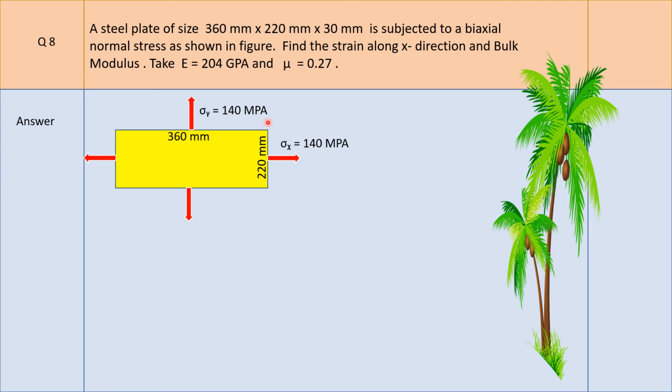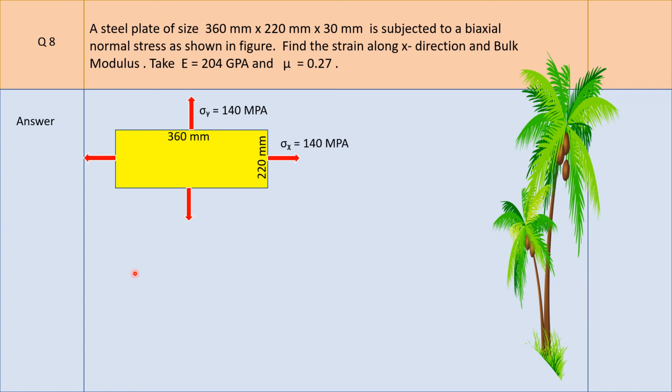Now let us calculate the strain in x direction. Epsilon x is equal to bracket open sigma x minus mu sigma y bracket close divided by E. Substitute the values: bracket open, sigma x is 140 minus mu given is 0.27, into sigma y is again 140, both are tensile, so both the values are positive, bracket close divided by E is 204 GPa, that is 204 into 10 raised to 3. Put the bracket in the numerator and the denominator and do the calculations. Take the calculators in your hand and start pressing the button from here.